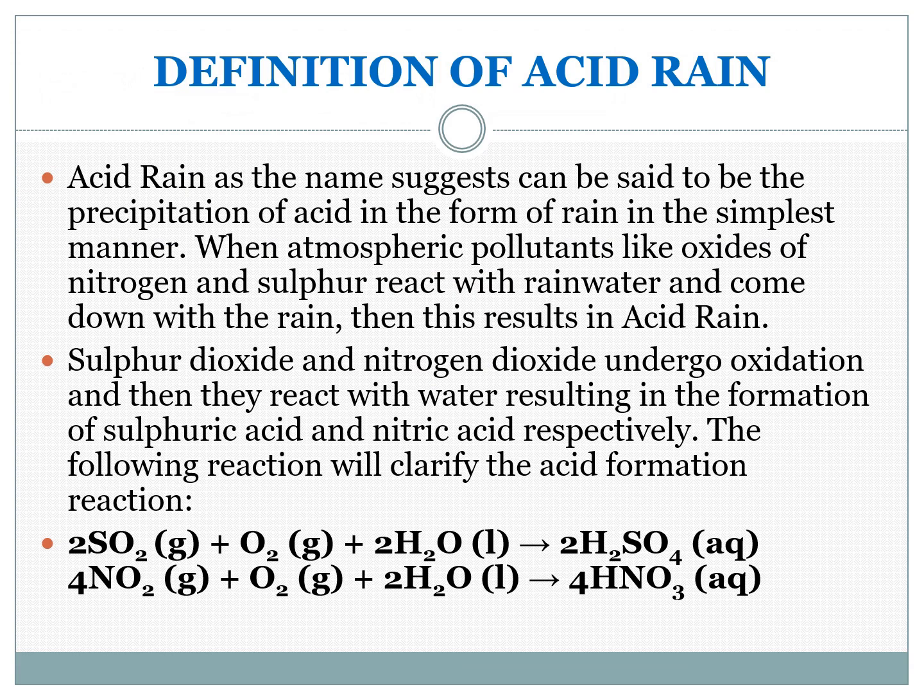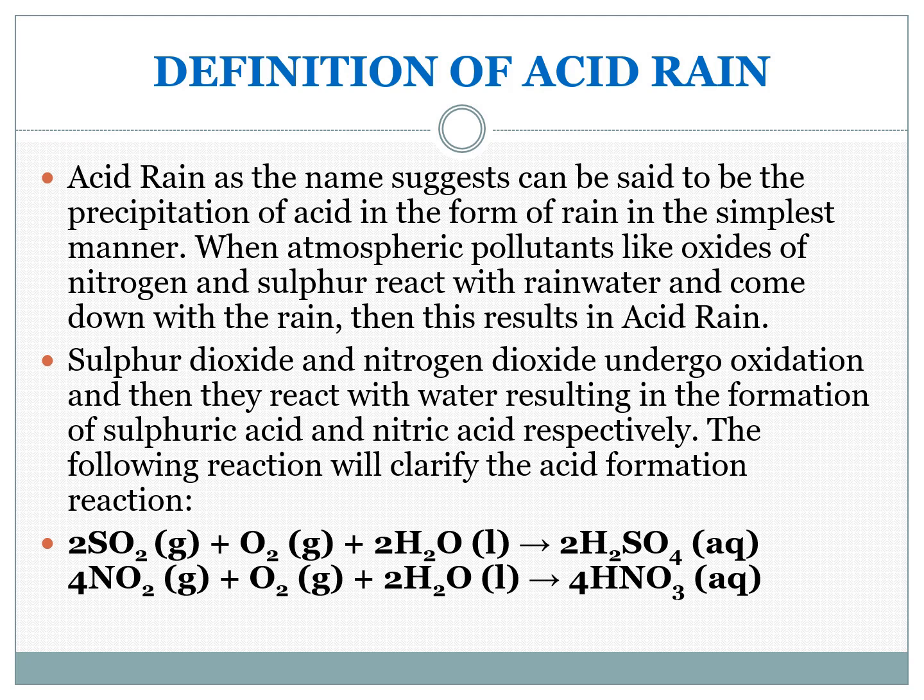Acid rain, as the name suggests, is said to be precipitation of acid in the form of rain. Atmospheric pollutants like nitrogen oxides and sulfur oxides react with rainwater and come down as rain. We call it acid rain.